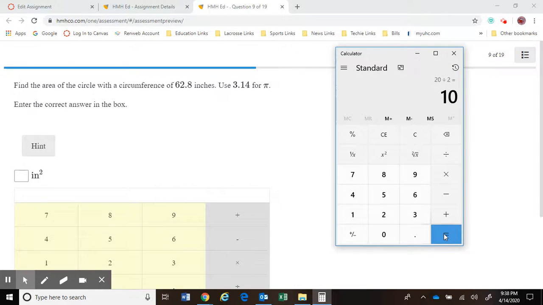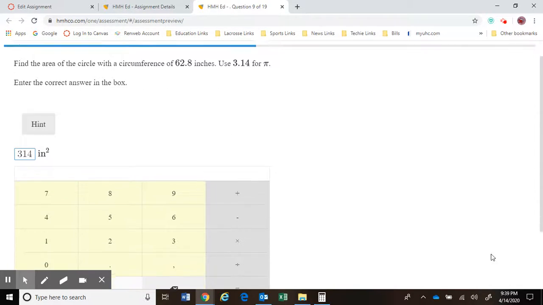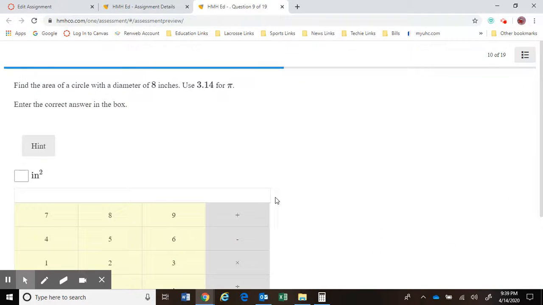Good. And now what do I do with radius? Pi r squared. So radius times radius. So 10 times 10, sorry, 10 times 10 times 3.14. And there's my answer, 314. Okay. All right, rapid fire. You'll get another one of those.